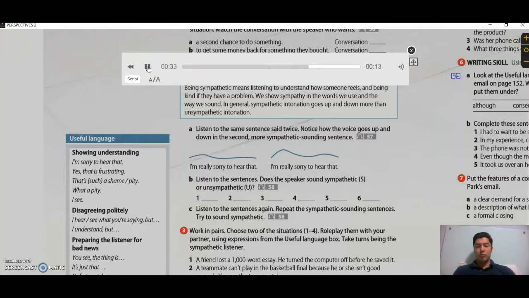Number 5. "I see what you're saying, but there's very little I can do for you." In number 5, I think it's U. If you hear the lady, she doesn't speak in a sympathetic way, she speaks in an unsympathetic way. So I would put the letter U. And number 6. "You could write an email to customer service." As with number 5, I think number 6 is U.